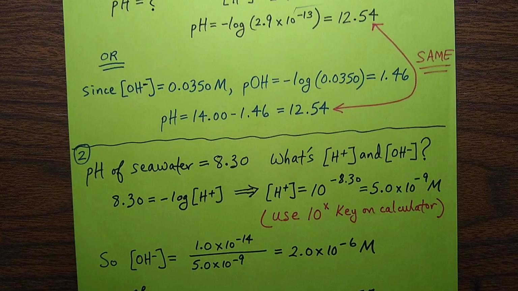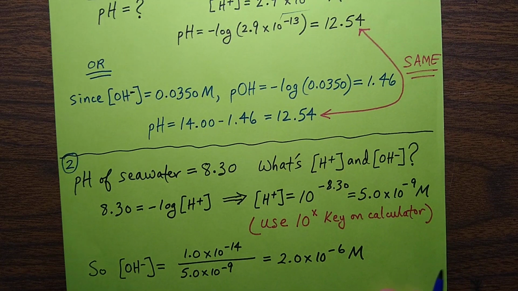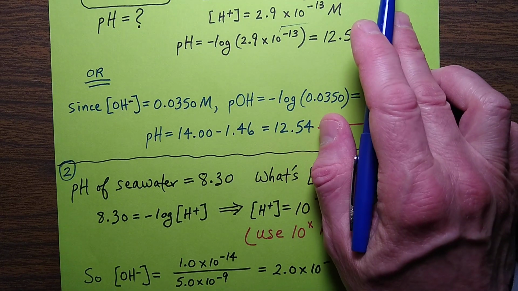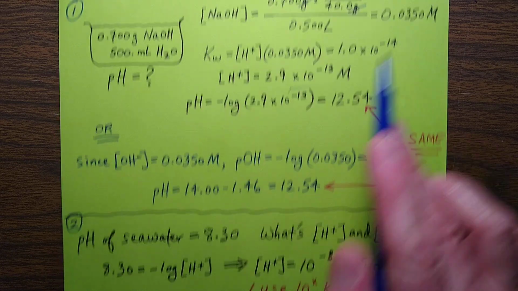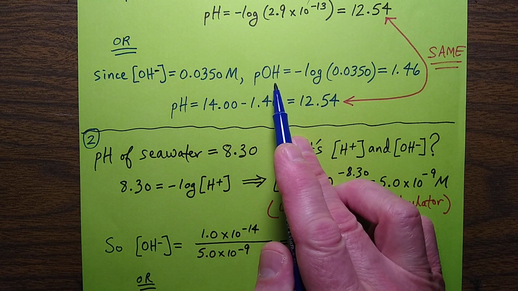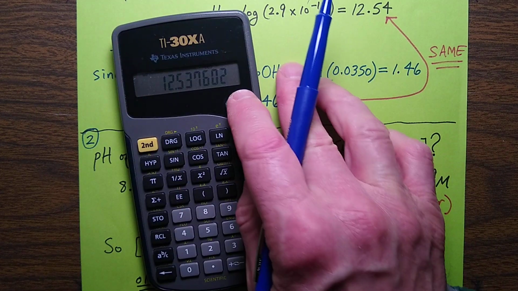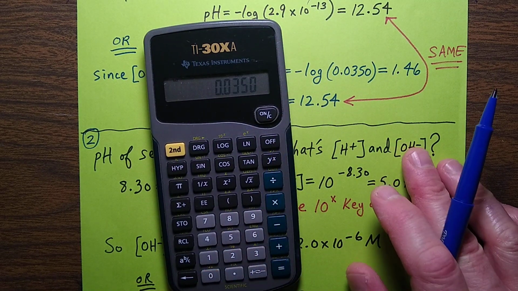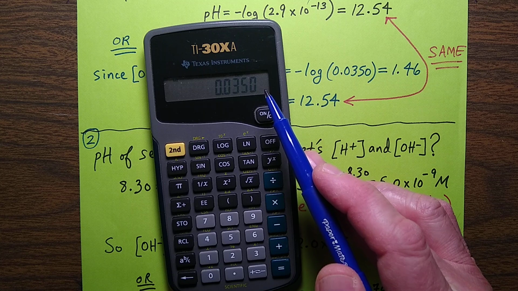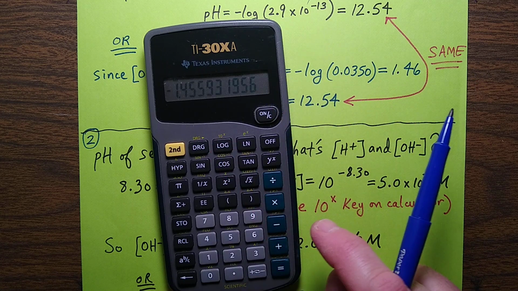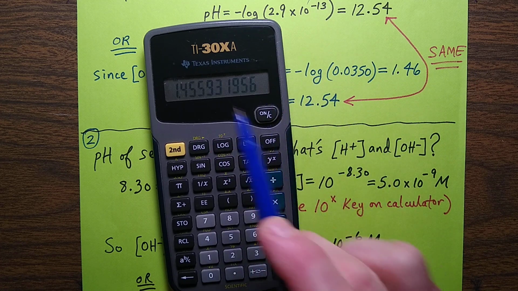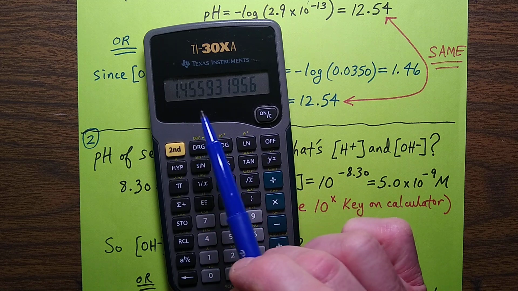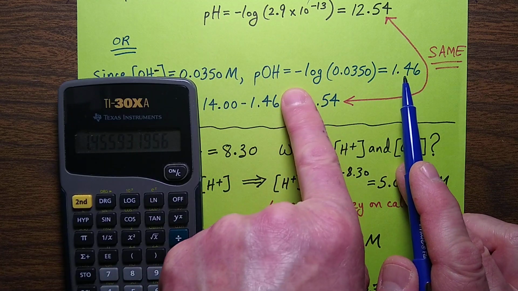The other way I could have done that problem and got the same exact answer is this way. If I get the hydroxide ion concentration, I can then calculate the pOH by just plugging in the calculated concentration, 0.0350. That's my hydroxide, OH minus concentration. Press LOG. I take the opposite of it. I get 1.46, which is the pOH.